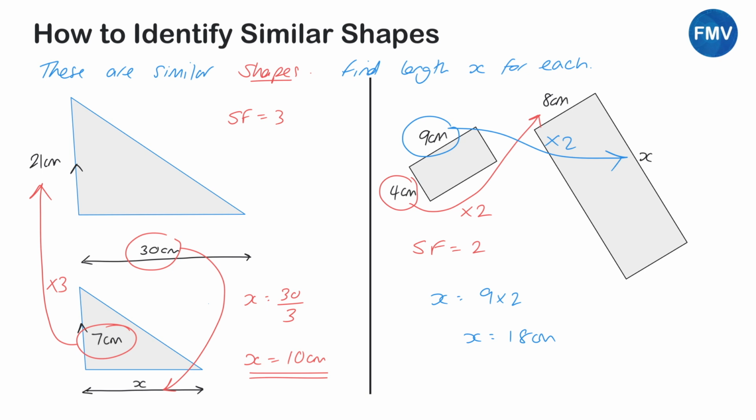So scale factors are really important on this. Enlargement is something you need to think about. Is one shape an enlarged version of the other? And therefore, what is the scale factor? That always helps you through these questions. But the key message is that for shapes to be similar, their corresponding angles have to be the same. They have to be similar in shape, but not necessarily exactly the same size.